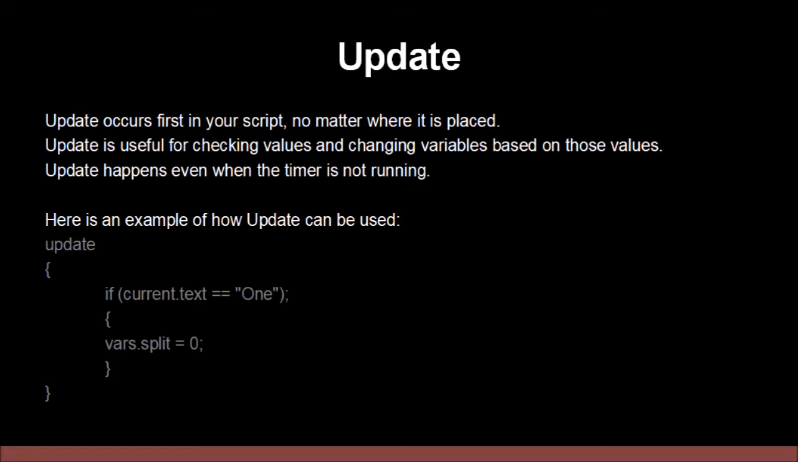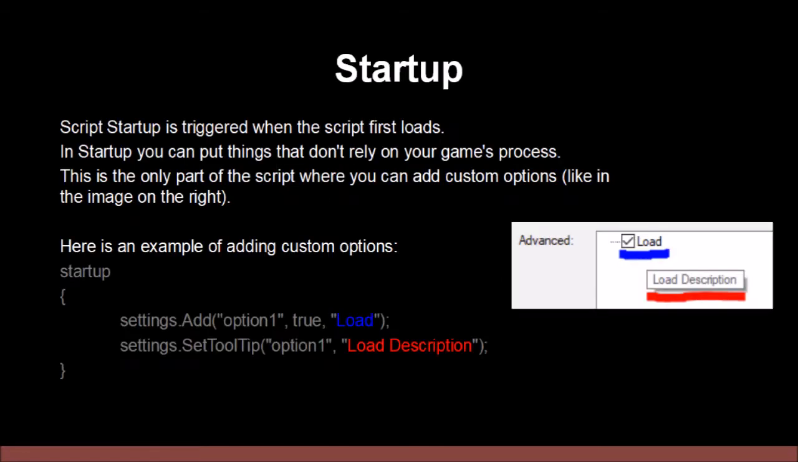The next thing we're going to cover is startup. Startup is triggered whenever your script first loads. In startup, you can put things that don't really rely on your game being open. Startup is also the only place where you can put things like custom options. At the bottom of the screen, you can see me putting in custom options, and on the right side of the screen, you can see the output of those custom options.